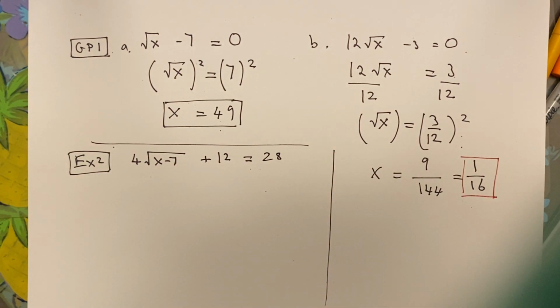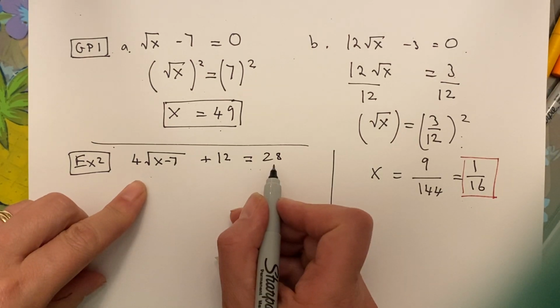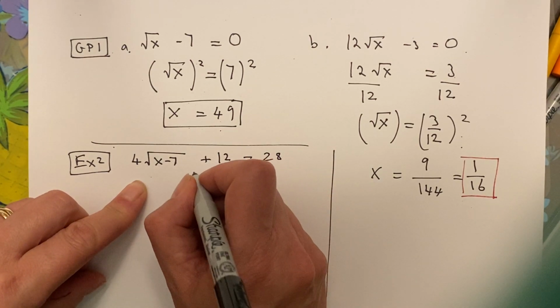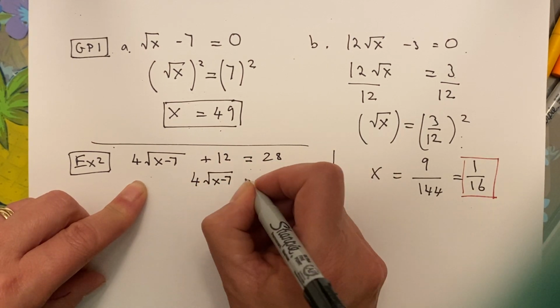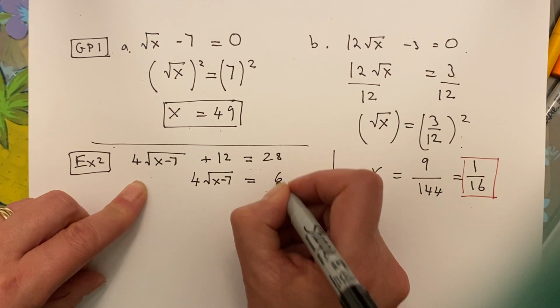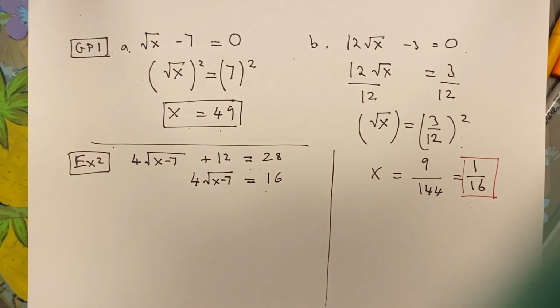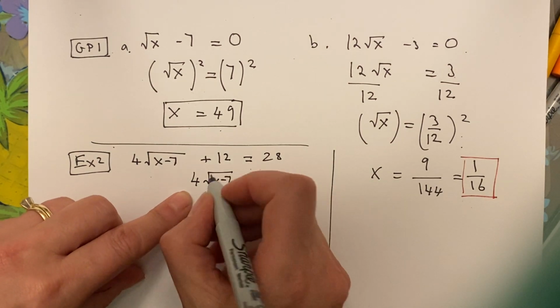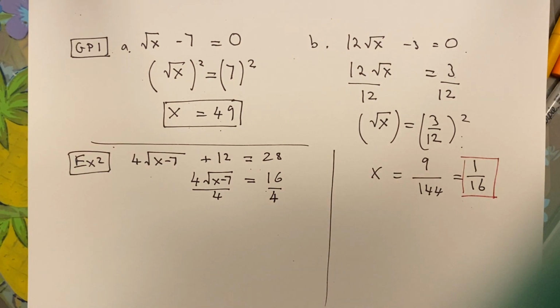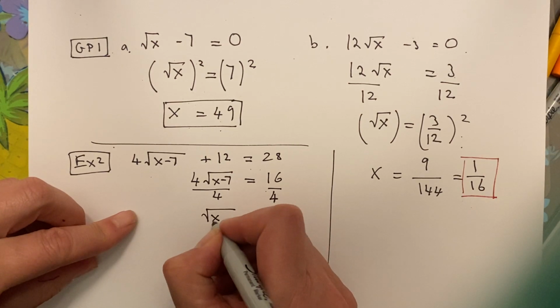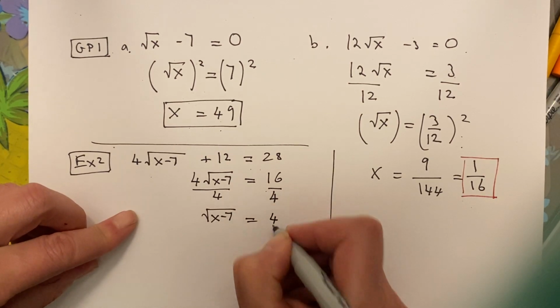I'm going to follow the same kind of steps that I just did. My first step again is to get rid of the 12 by subtracting from both sides. So I get left with 4 square root of x minus 7 equals 16. Next, I have to get rid of the 4. So I have to divide both sides by 4. And so I get left with simply square root of x minus 7 equals 4.